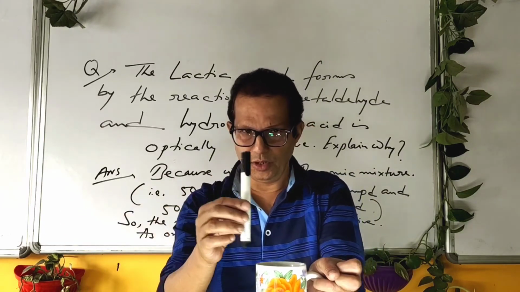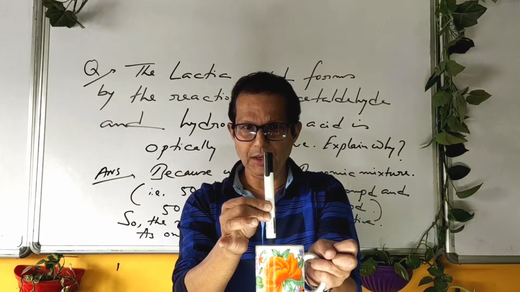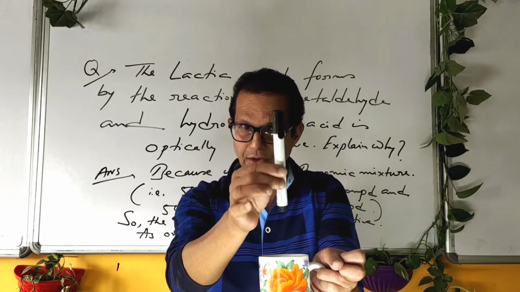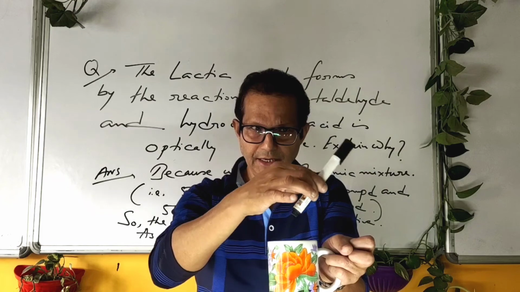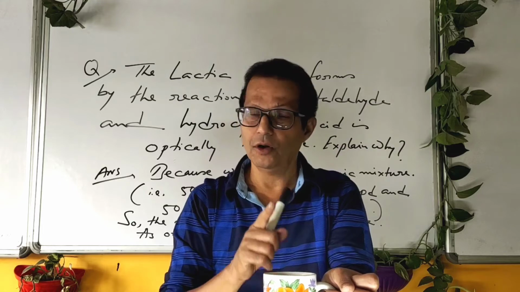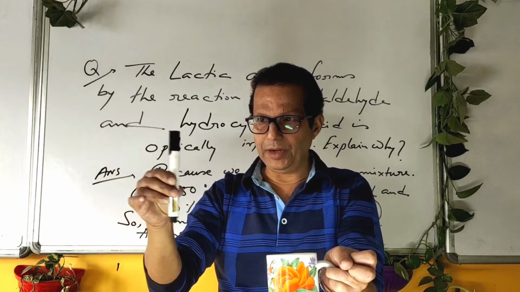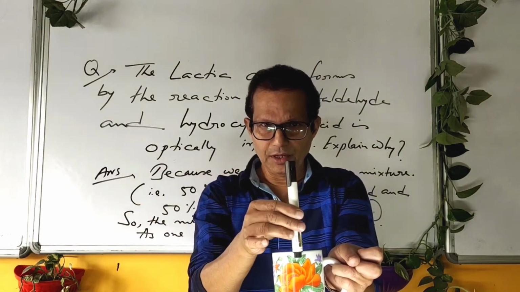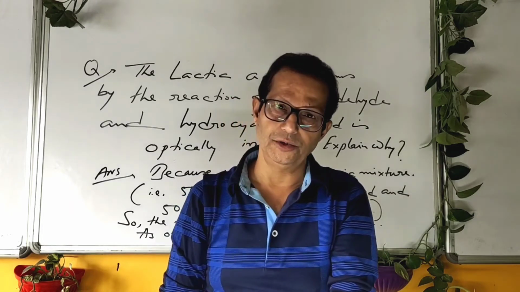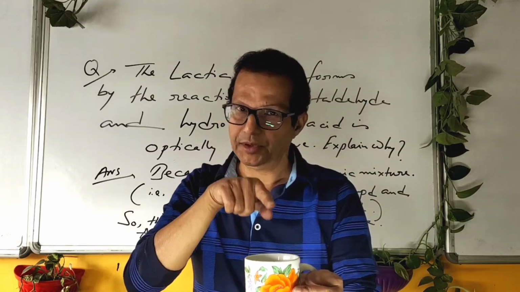Actually light has a certain dipole. Say this is the dipole of plane polarized light. If the plane polarized light rotates towards the right direction, the compound is said to be dextrorotatory, and if we see through a polarimeter that the dipole of plane polarized light rotates to the left direction, that is called levorotatory, and then we conclude that the solution is optically active.